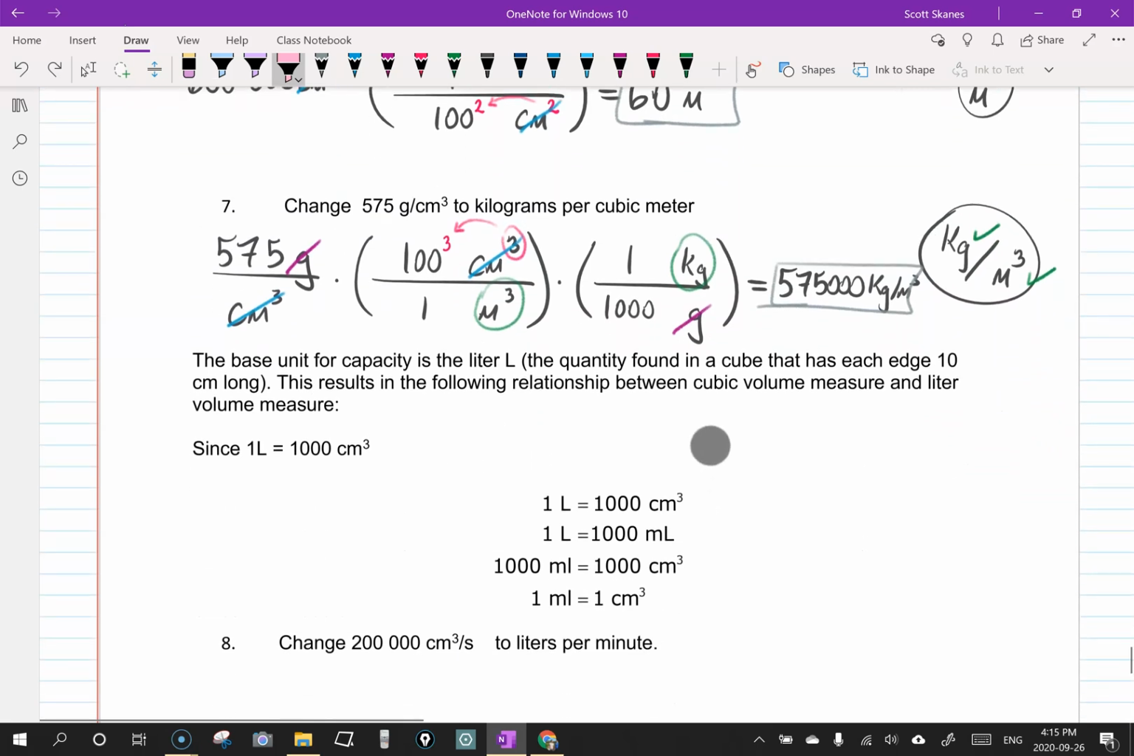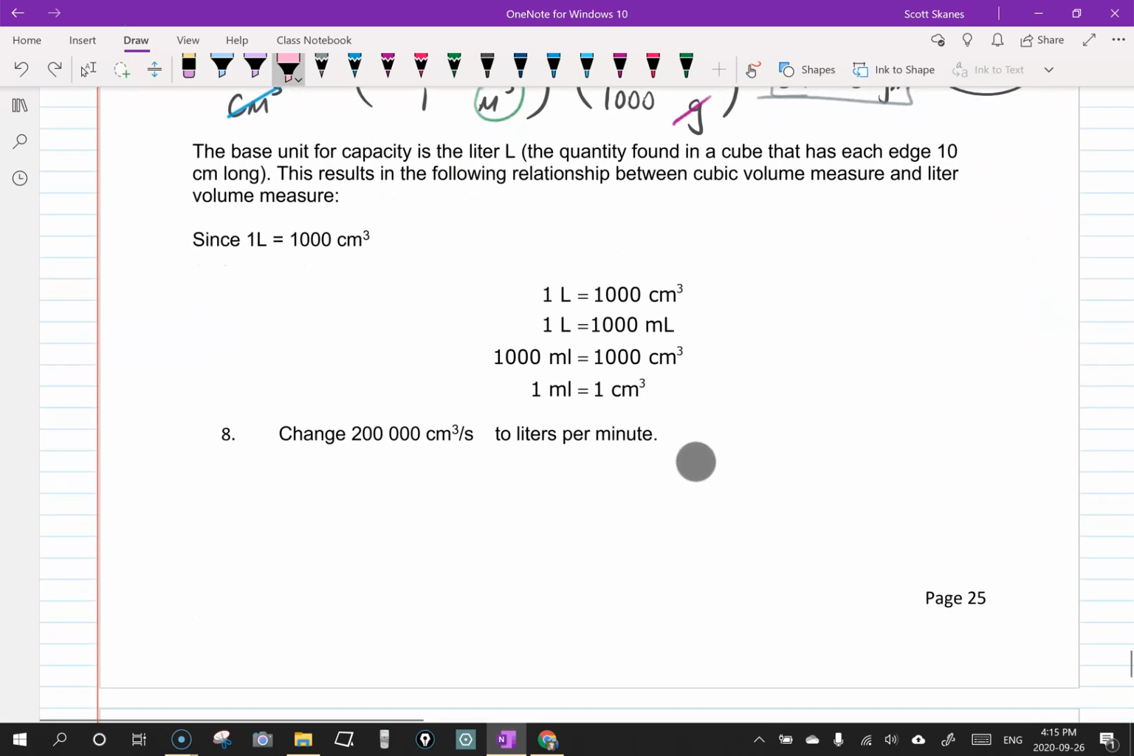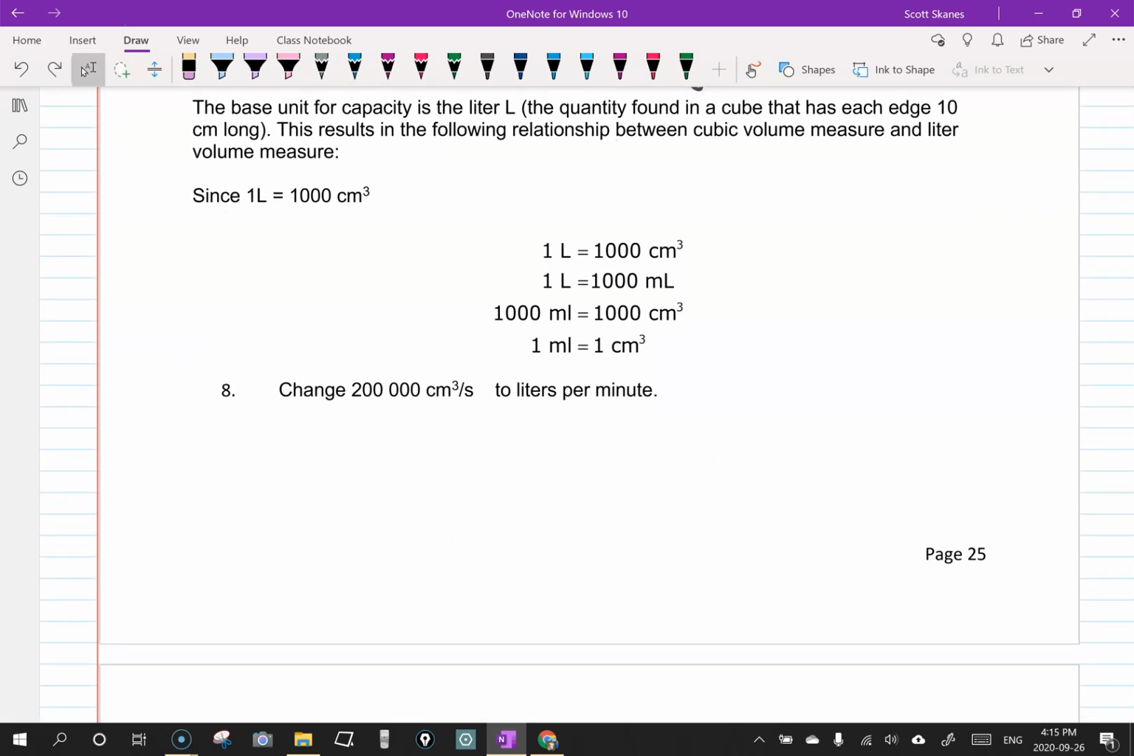If we deal with liters and centimeters, it turns out that there's a direct connection between liters and centimeters cubed. In fact, 1 liter is 1,000 centimeters cubed. Take a look at this table. It says 1 liter is 1,000 centimeters cubed, 1 liter is also 1,000 milliliters, 1,000 milliliters is 1,000 centimeters cubed, and so on. So this is a reference that you should probably remember. Reference this when you need it.